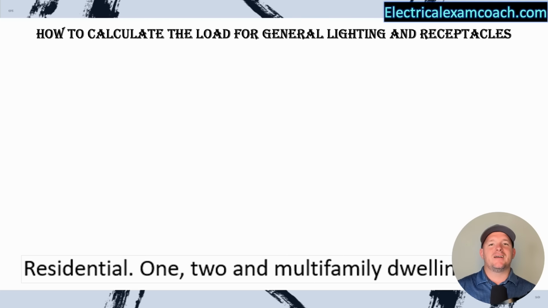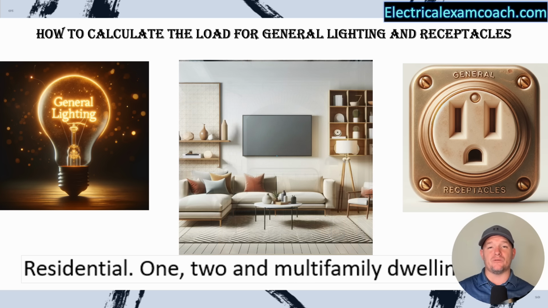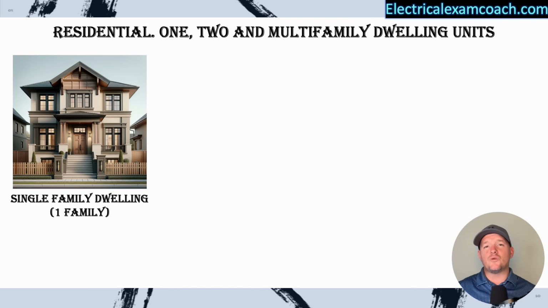The first thing we're going to learn how to calculate is all of our general lighting and receptacles in places like bedrooms and living rooms. This is going to be true for single-family dwelling units, two-family dwelling units, and multifamily dwelling units. But how do you tell the difference between all three? A single-family dwelling is just like it sounds. It is a standalone structure for a single family. Now, there are some types of building construction where they are connected to another structure and still classified as a single-family dwelling. So make sure that you know which one you are wiring.